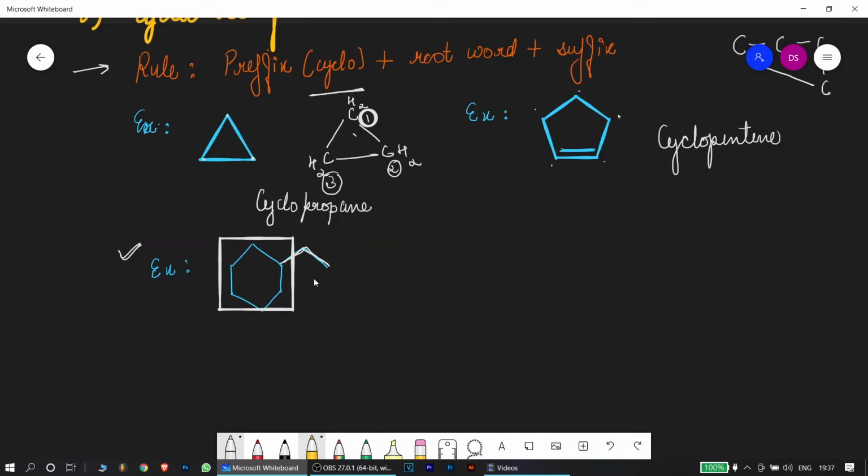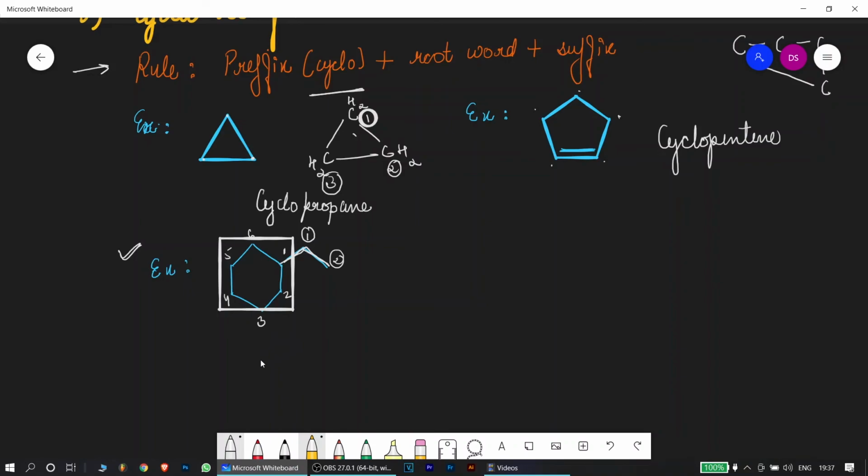Now what you're going to do is you're going to just name or number the chain first. So 1, 2, 3, 4, 5 and 6. So it is hex, right? And now we are going to also see the branch. Now the branch has 1 and 2 carbons. So the branch is obviously ethyl, right? So what you are going to do is same as how we did for branches. First the position of the branch, which is 1 of course, and then we will use the prefix, which is cyclo, then we will use the root word, which is hex, and then we will use the suffix, which is ane, because the cycle is saturated, right?